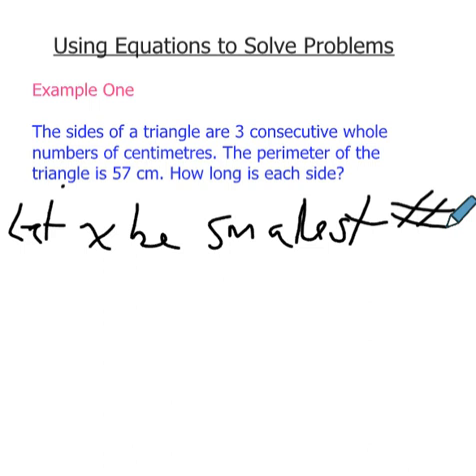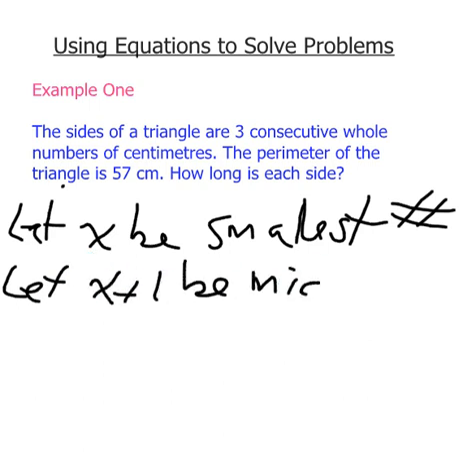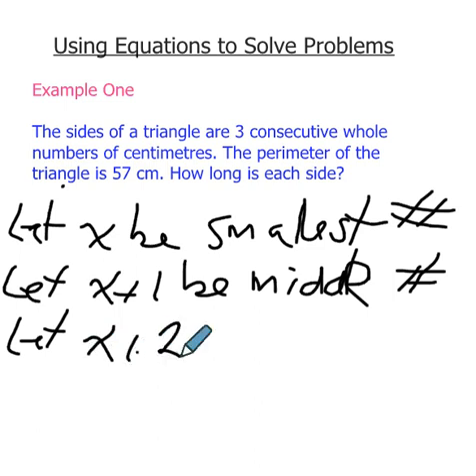Now, X is the smallest, like 5. How do we get the next number? If they're consecutive, if it's 5, the next one would have to be 6. How do we get that? That just means X plus 1. So X plus 1 is going to be the middle number. Now, how do we get the next one? If it's 5 and then 6 and then 7, we'd have to add again. So that would really just be X plus 2.